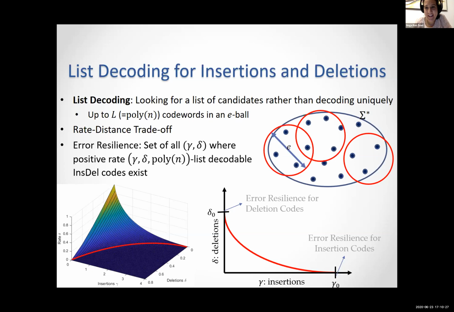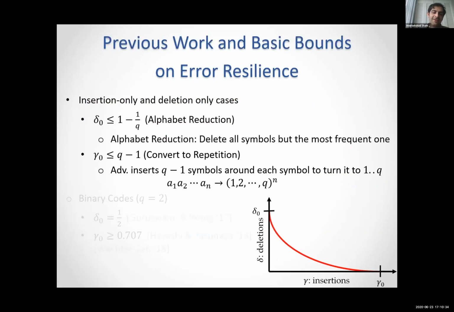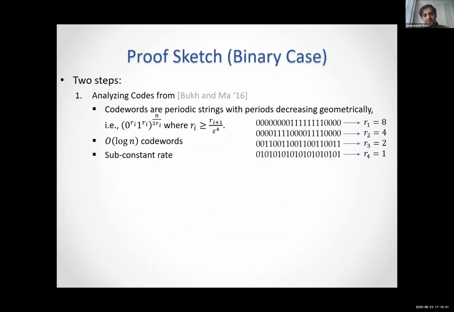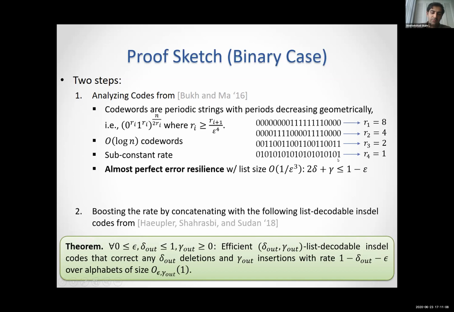Salil Vadhan asks, can you say a bit about how the codes are constructed? Just under 30 seconds. We use a code concatenation scheme. For the inner code, the codewords are basically repetitive stretches of zeros and ones with different frequencies, and the frequencies have to form a geometric progression, multiples of each other. These codes were presented by Bukh and Ma, and you can show that they are almost optimally resilient. But the problem with these codes is that they have very small rate. Then in the second step, we concatenate these codes with some good list decodable codes that were found in previous work. And this is basically how the code is constructed.